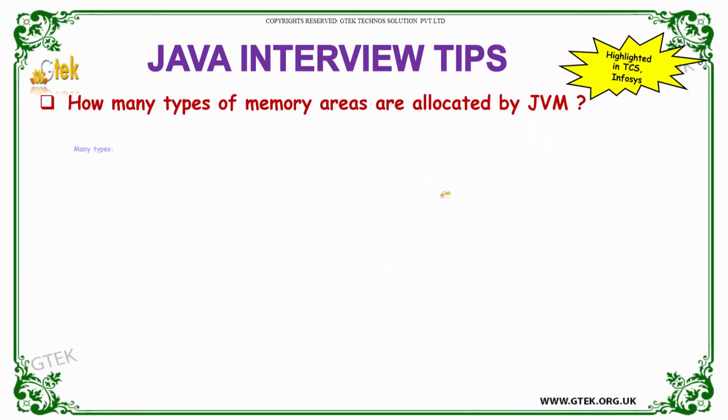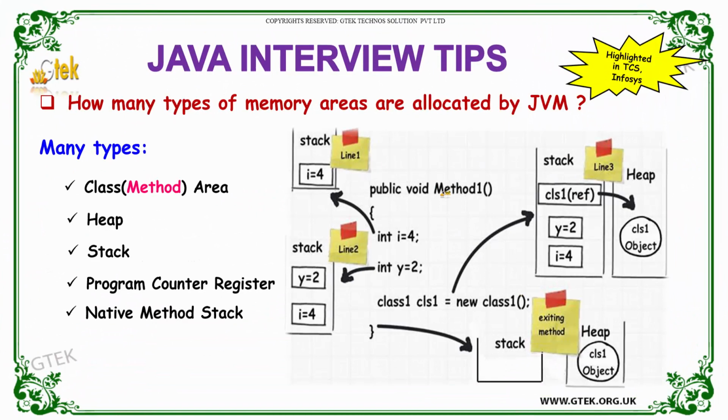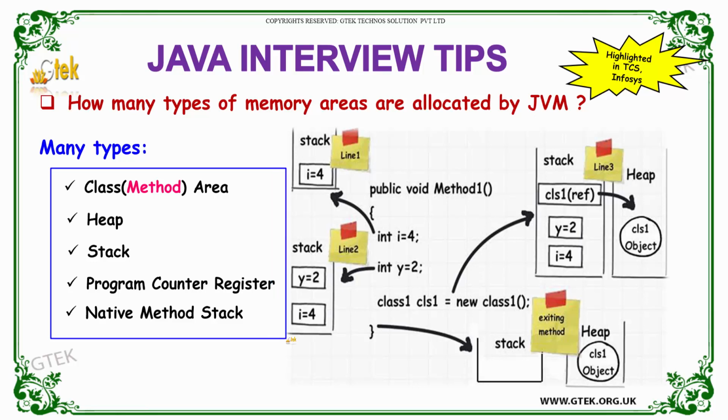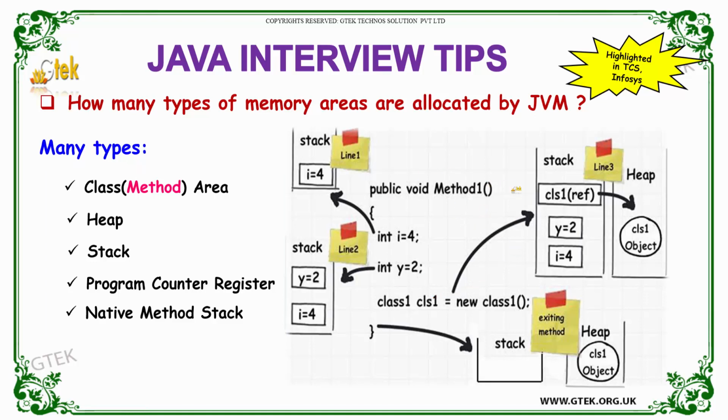Let us move on to our next question. How many types of memory areas are allocated by Java Virtual Machine, or JVM as abbreviation? The following are the types of memory areas: class area, heap, stack, program counter register, and native method stack. These kinds of questions are highlighted in interviews of TCS and Infosys.